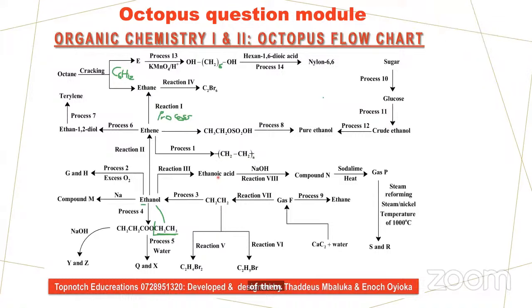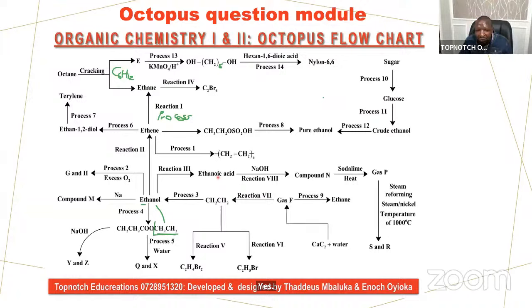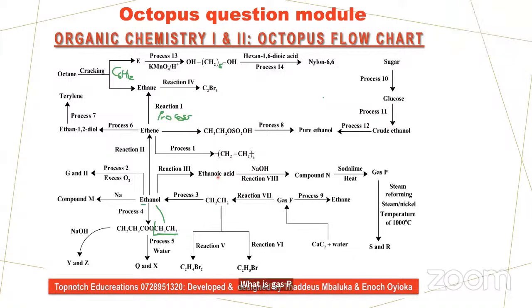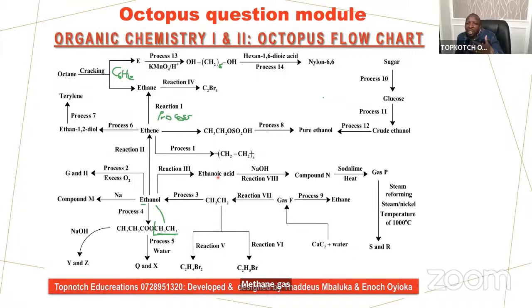Reaction 8, we have said that is neutralization, and compound M is sodium ethanoate. Now we are adding soda lime to get gas P. What is gas P? Methane gas. We are now preparing alkanes, whereby we use a sodium alkanoate plus soda lime. So if we wanted ethane, we would use sodium propanoate. If it was propanol, then you get propanoic acid, then you add sodium, you get sodium propanoate, the gas will be ethane. But because this one is ethanoate, the gas is methane.